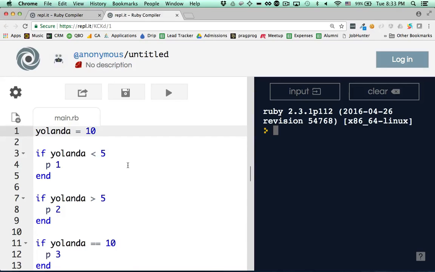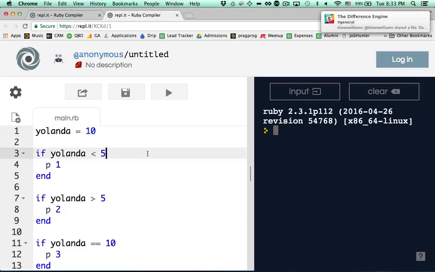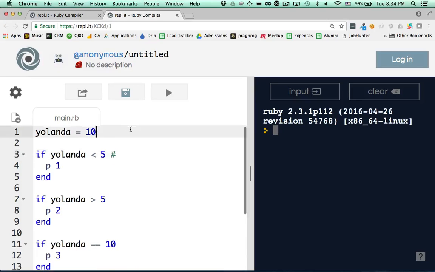What will happen? So let's walk through it. So Yolanda's 10. If Yolanda is less than 5, is it less than 5? No. So we're going to skip 4, right? So Ruby reads this. I'm going to skip the blank ones for now. If Yolanda is greater than 5, is Yolanda greater than 5? Yes. So will it print 2? Yes.